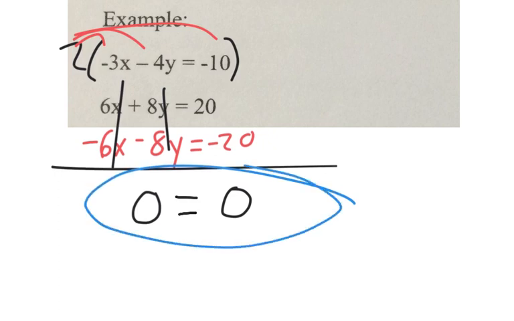Now what I'm left with is a math statement. Does that math statement make sense to you, or is it nonsense? That makes sense. 0 does equal 0. Where does 0 equal 0? Everywhere, always, forever and ever. This is a dependent system.